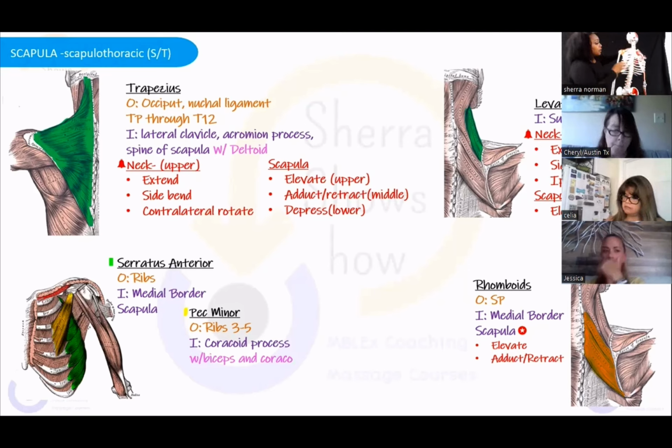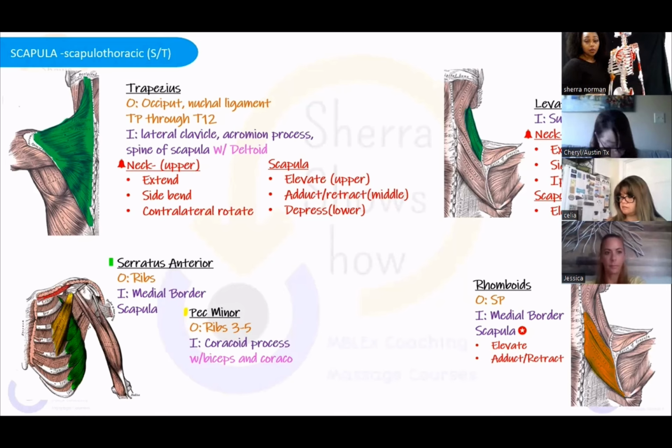Pec minor originates on the ribs and also reaches up and goes to the scapula. It attaches to the coracoid process along with biceps and the coracobrachialis, okay? 3 muscles attach to the coracoid process, and pec minor is one of them. So you must remember, pec minor attaches to the scapula. It's on the front, but it catches that creepy finger that comes through to the front. Yeah. Okay.